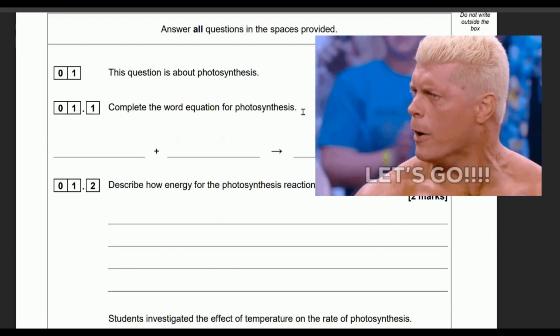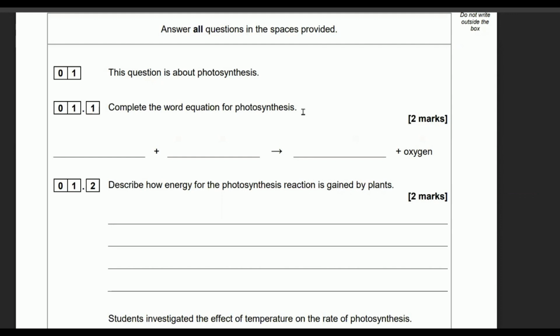Let's go. Okay, complete the word equation for photosynthesis for 2 marks. When you're wondering about this, just ask yourself, what do plants take in? Two of the things they take in are water and carbon dioxide. These are the reactants for photosynthesis. Yes, you need light, but light in GCSE terms isn't made of particles like atoms, so light would appear above the arrow. We don't need to put that here. So glucose. They take water and carbon dioxide, rearrange it, make glucose, and release oxygen.